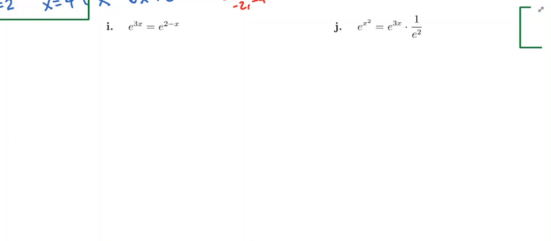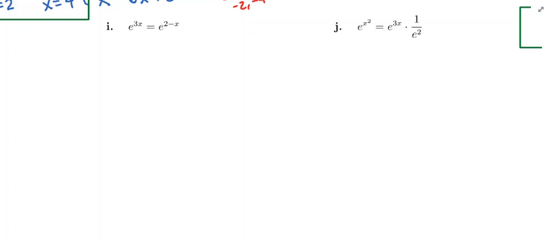Example 4i, our equation is e raised to the 3x power is equal to e raised to the 2 minus x power. First you need to recognize this as an exponential equation. We are trying to figure out what value or values of x make this a true statement, and x, our variable, is located in the powers or exponents.